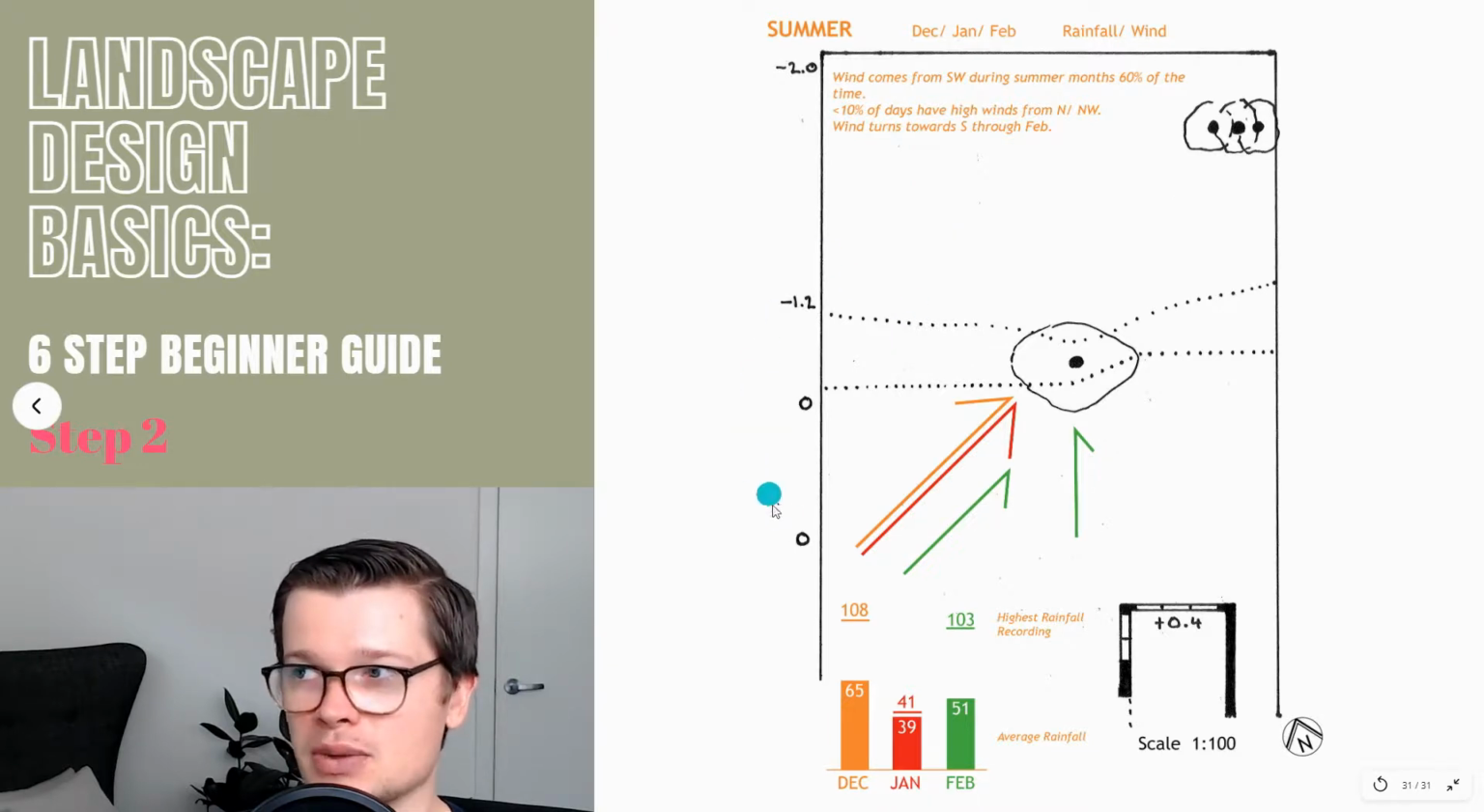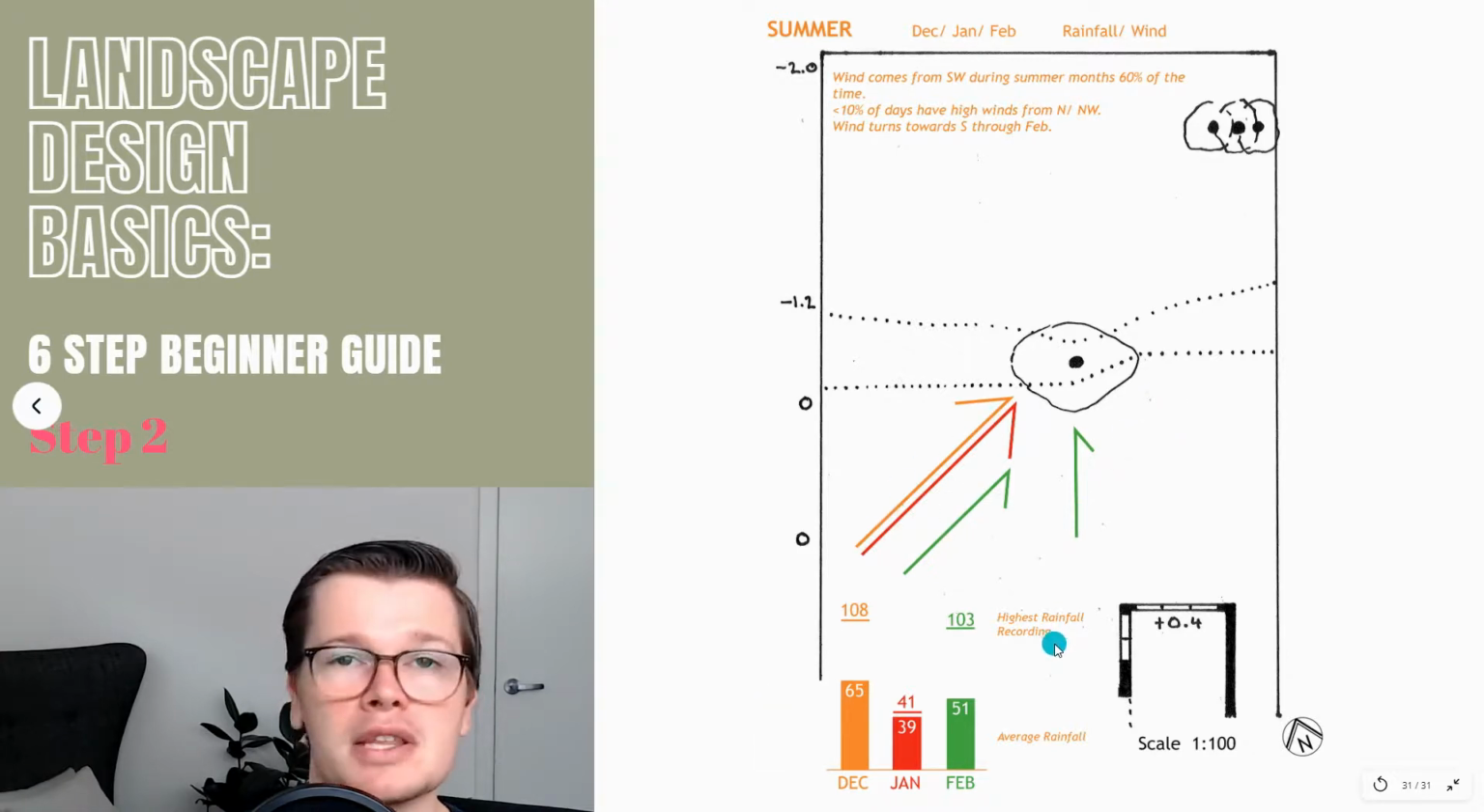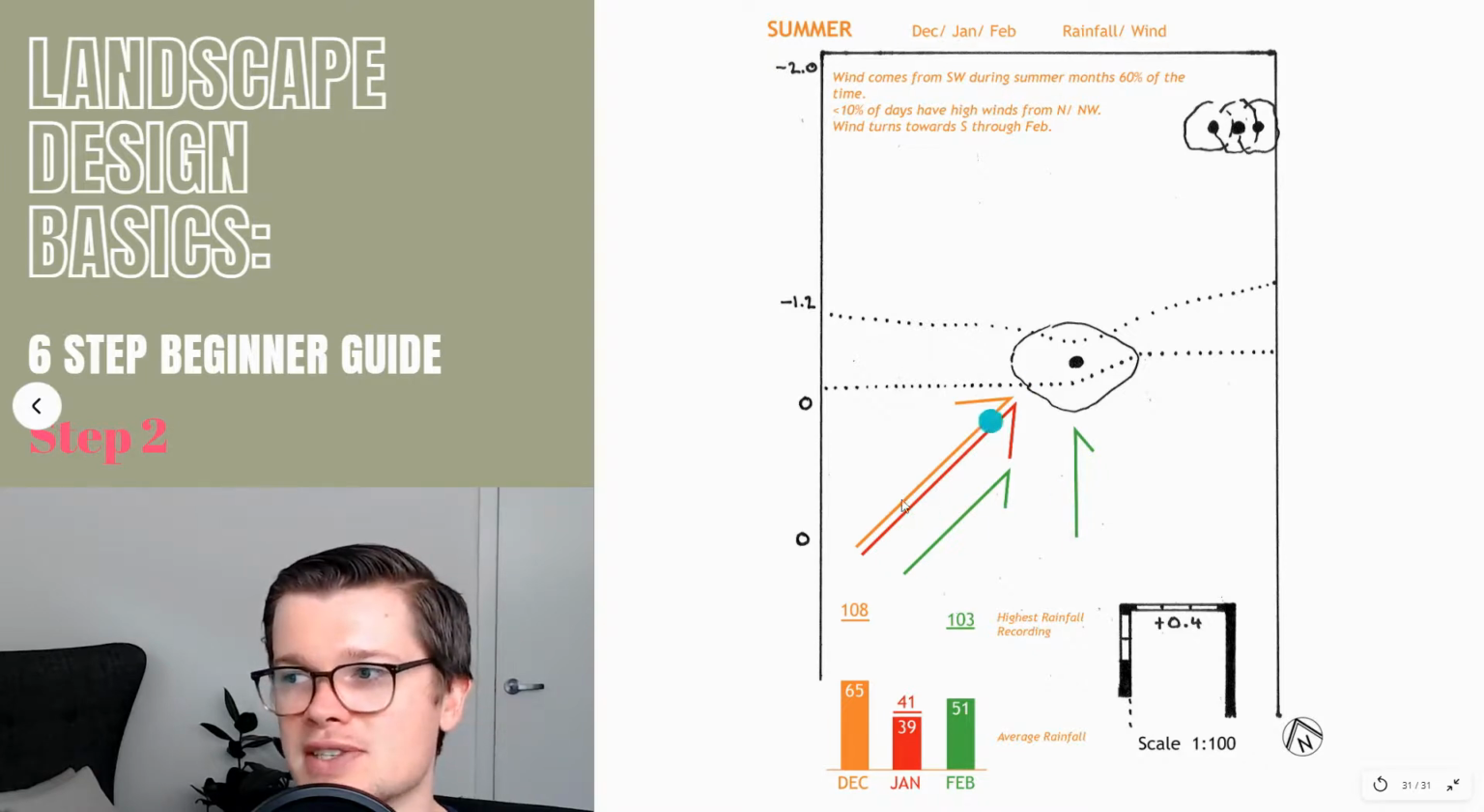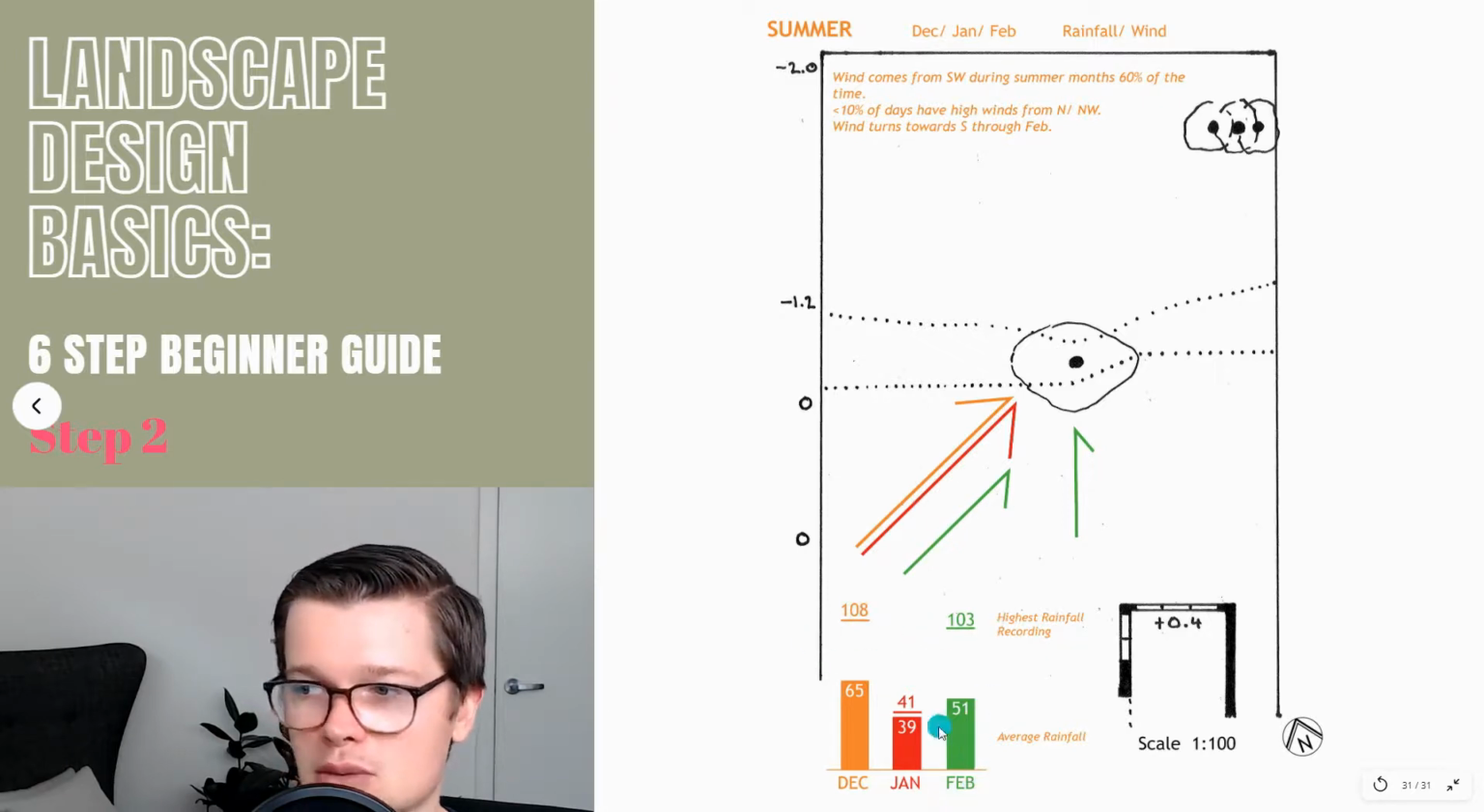And it actually turns toward the south during February. So that's kind of what these arrows represent, for the most part, roughly where the wind direction comes from. So nothing too crazy, but you can see I've changed the size of the arrows, I think, to represent strength of the wind potentially. And then I've also made a note here of rainfall. So we've got average rainfall.